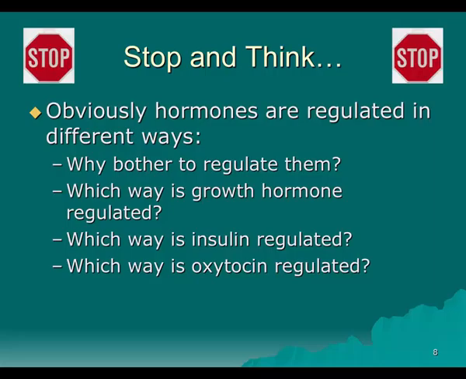If we don't regulate hormones, homeostasis fails, which can lead to disease or death. So we need to regulate them. Okay? Which way is growth hormone regulated? That's a negative feedback pathway through the hypothalamus pituitary system. Insulin is regulated by a homeostatic level of glucose, and oxytocin is regulated via nerve impulse or nervous system stimulation by the hypothalamus.